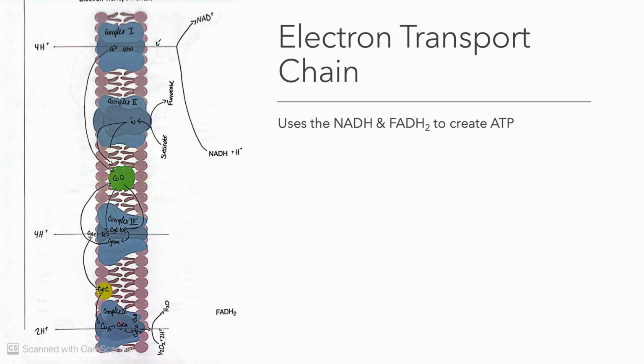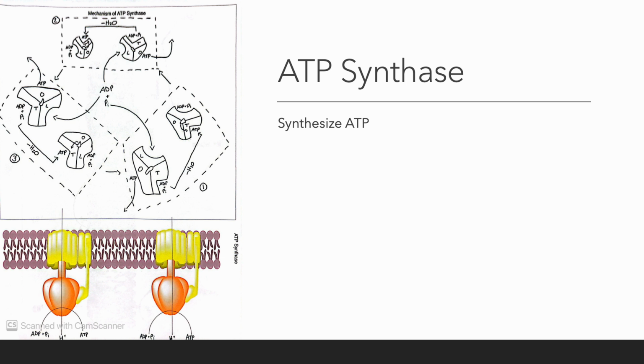Then in the electron transport chain, this is where NADH and FADH2 will be converted and they generate ATP. To synthesize ATP, the ATP synthase is used, where there are 3 different reactions where essentially ADP and inorganic phosphate are rotated, and with the help of losing water, ATP is created.